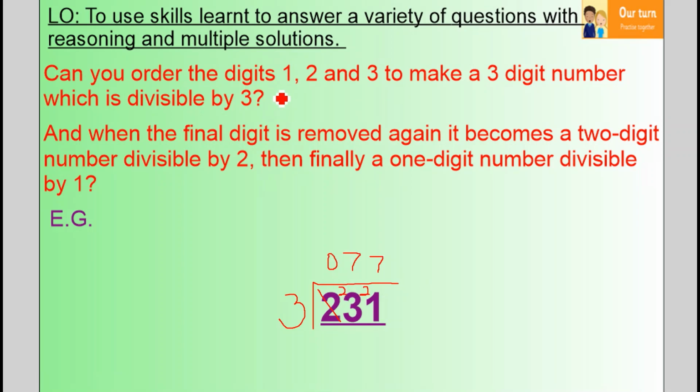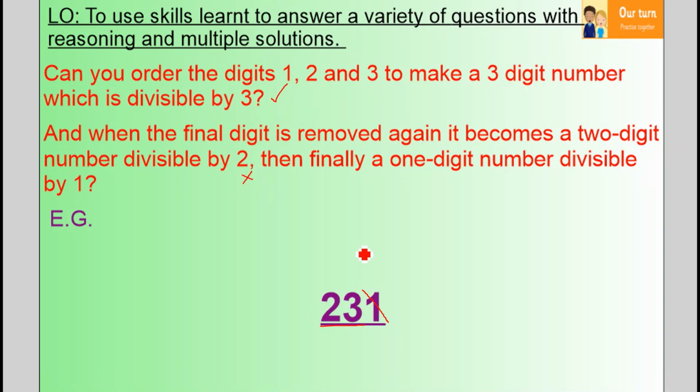So that first part I can do. So I'm now going to get rid of all of my working out because I don't need it anymore. Then the second part of my question, when the final digit is removed, so I'm going to remove the 1, it becomes a 2-digit number divisible by 2. Well, my 2-digit number here I have is 23. Now 23 is an odd number, therefore I know it is not divisible by 2, so this doesn't work. So this number 231 does not work.